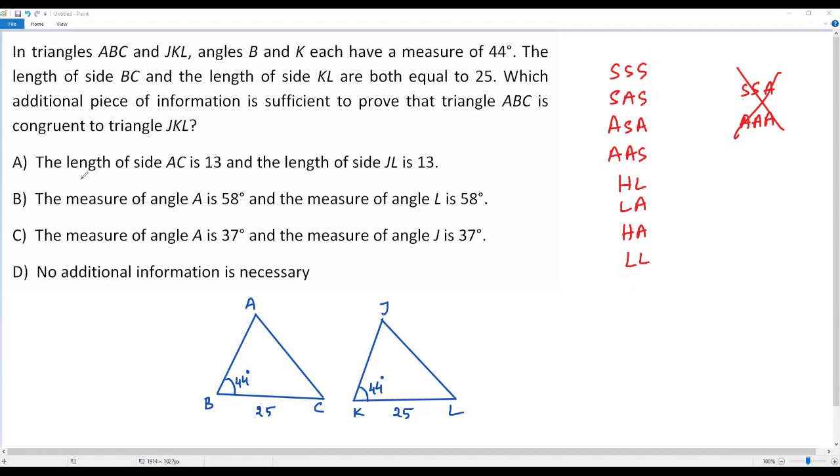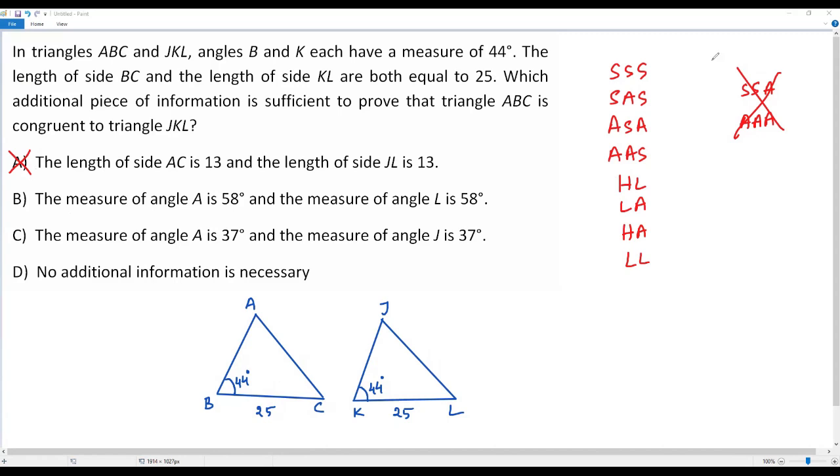Anyway, we can start verifying the answer choices one by one. Now let me consider the information in answer choice A. The length of side AC is 13 and the length of side JL is 13. AC is over here, its length is 13, and JL is over here, its length is 13. The length of this side and this side are equal, the lengths of BC and KL are equal, and the interior angle measures over here are equal. That is, we have side, angle, side. But SSA cannot be used to prove two triangles are congruent. So the information in answer choice A is not sufficient to prove that triangles ABC and JKL are congruent.